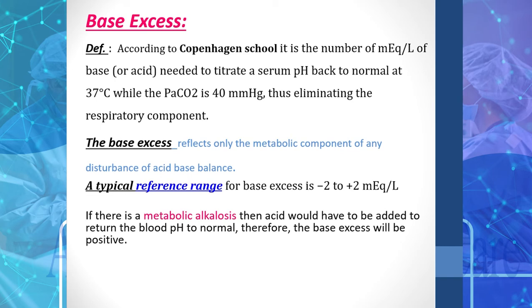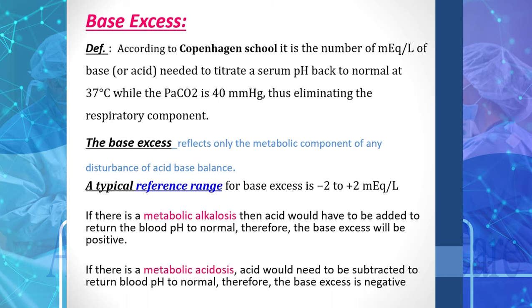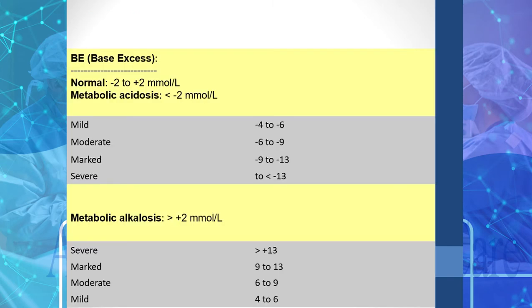In metabolic alkalosis, the base excess will be positive because we need to add acid to return the pH to normal. In metabolic acidosis, we need to subtract acid from the blood, from the plasma, to return the pH again to normal, so it is usually represented on the negative side. So in acidosis, it will be more negative than -2. In alkalosis, it will be more than 2. Okay, so the base excess is normally represented from -2 to +2.